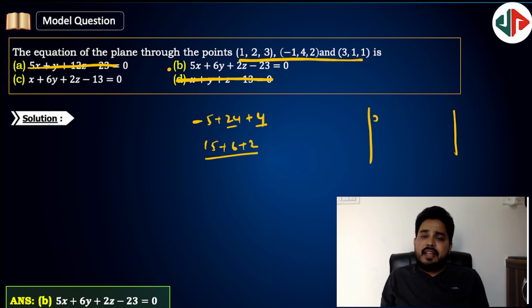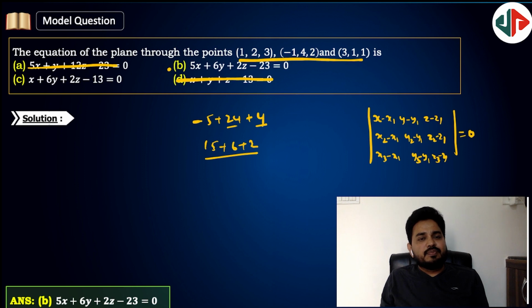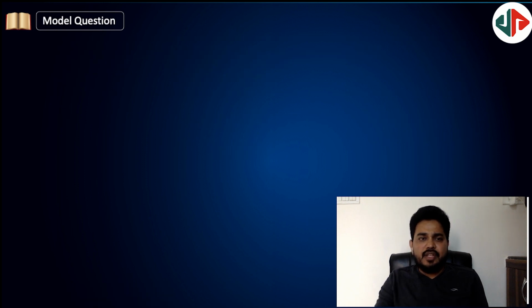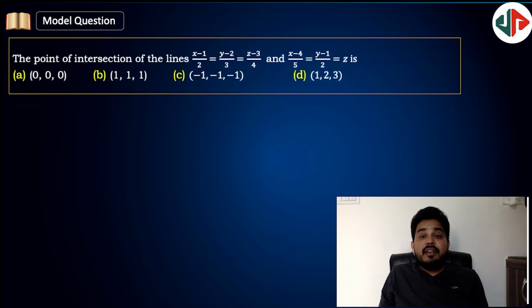Otherwise, the formula is x minus x1, y minus y1, z minus z1, x2 minus x1, y2 minus y1, z2 minus z1, x3 minus x1, y3 minus y1, z3 minus z1 is equal to 0. Next question is the point of intersection of two lines. So this is equal z by 0. Sorry, z by 1.